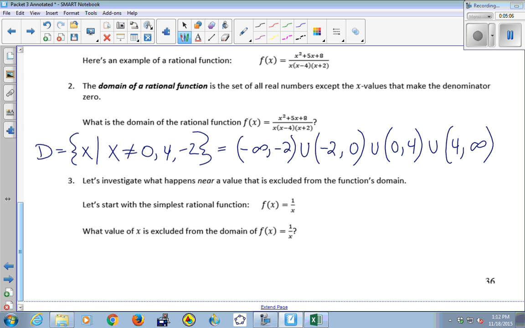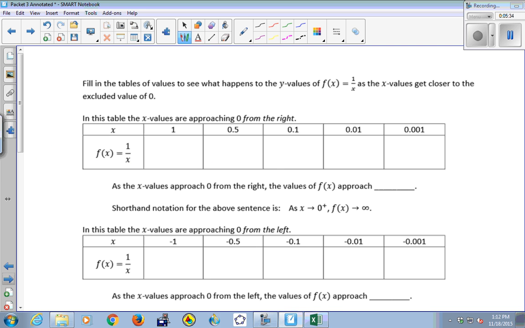Okay, so I want to investigate what happens near a value that's excluded from the domain. We know how to find what values are excluded. Want to think about what happens near those values. So I'm going to start with the simplest rational function, which is f of x equals 1 over x. What value of x can you not plug into that function? 0. Good. So I'm going to investigate what happens to the function 1 over x when x gets closer to the excluded value of 0.